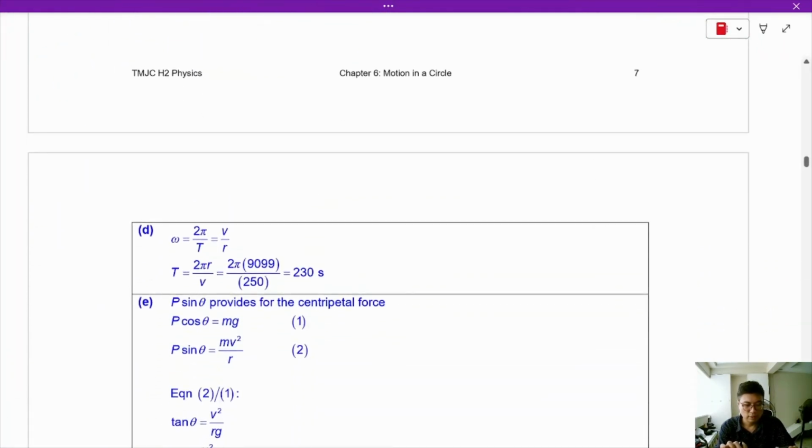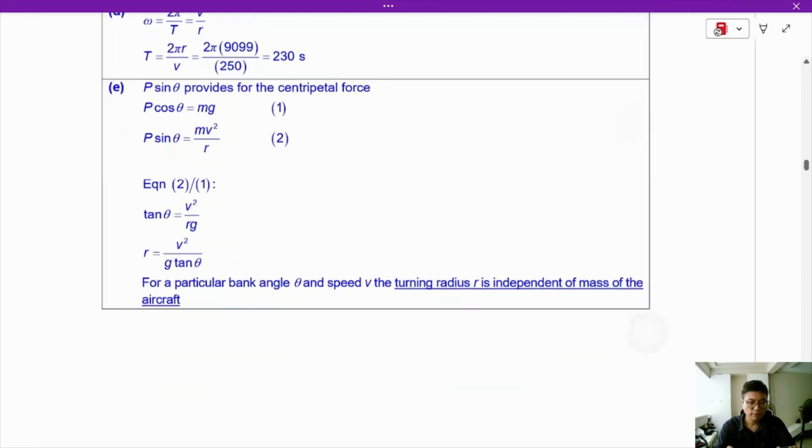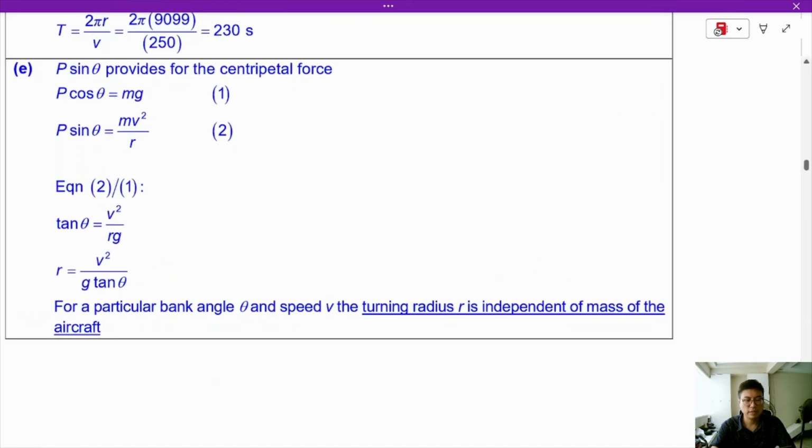Okay. So over here, P sine theta provides the centripetal force. P cos theta equals mg. So tangent theta is equal to v squared over rg. So that for any particular banking angle and speed, the turning radius is independent of the mass of the aircraft.